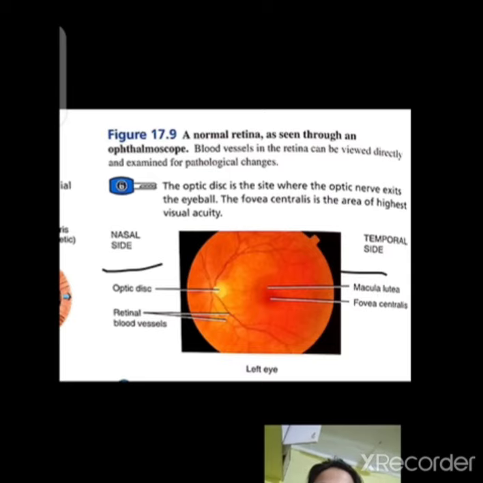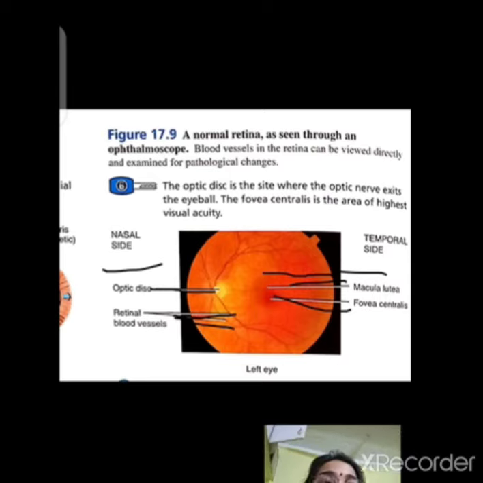Now see, this is the optic disc. You can see the retinal blood vessels. Then there is the macula lutea, which we have seen in the retina. And then the fovea centralis. The optic disc is the site where the optic nerve exits, so this is responsible for the exit of your optic nerve.